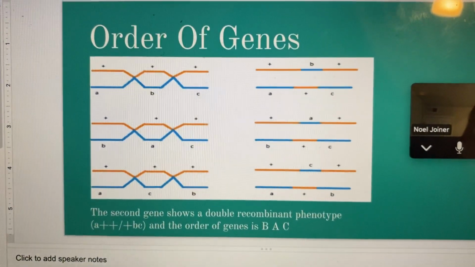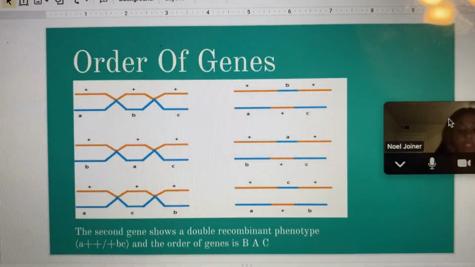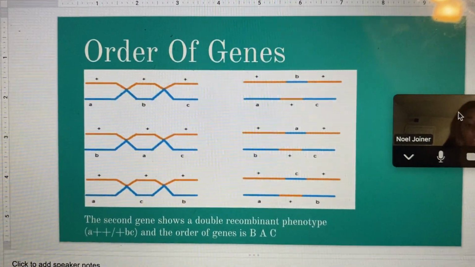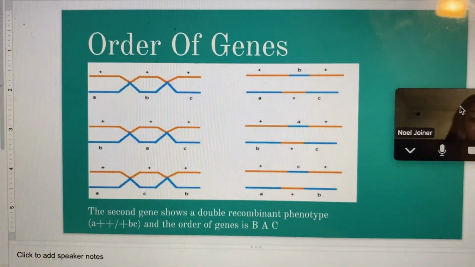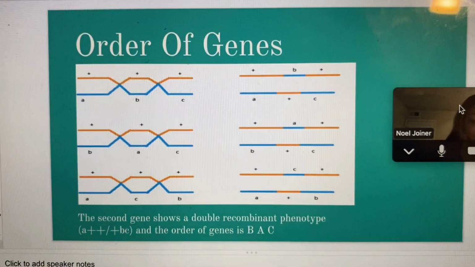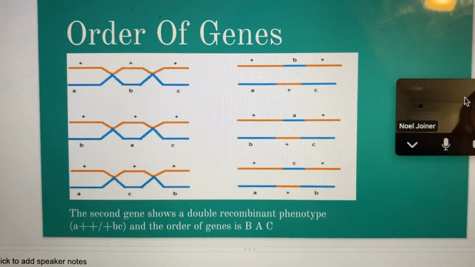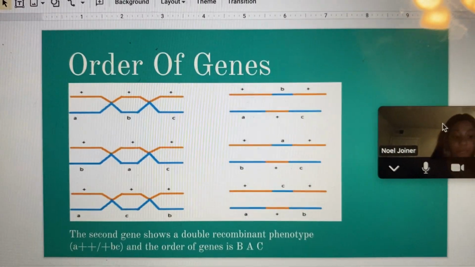The order of genes in this, I have a diagram here which shows that the second gene is a double recombinant phenotype, and the order of genes would be B, A, and then C.